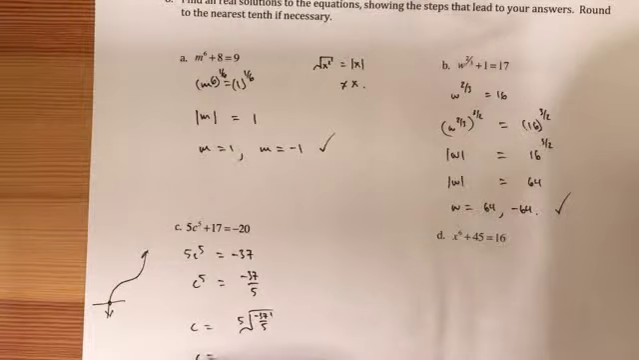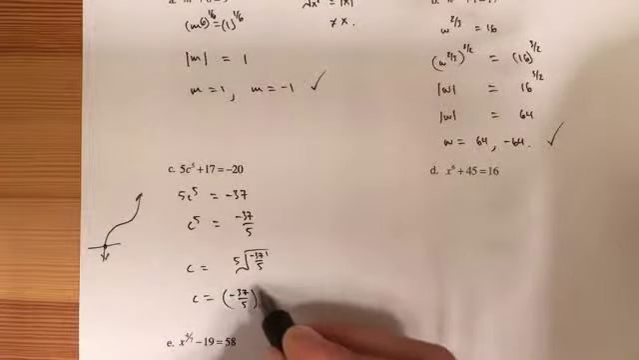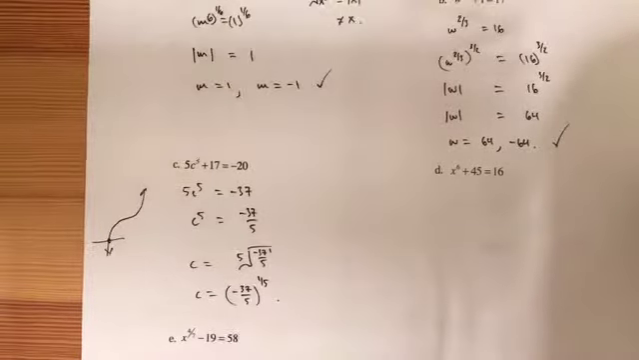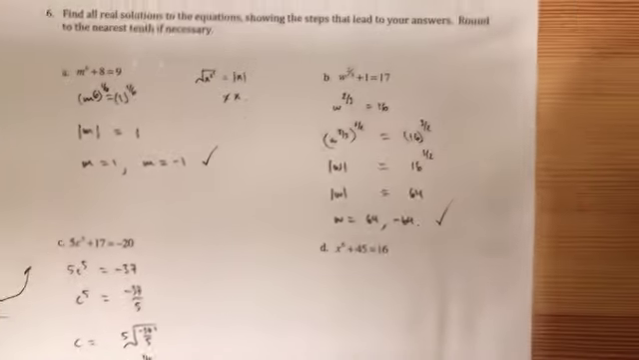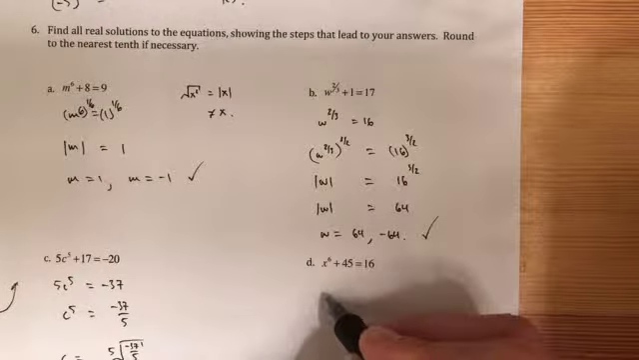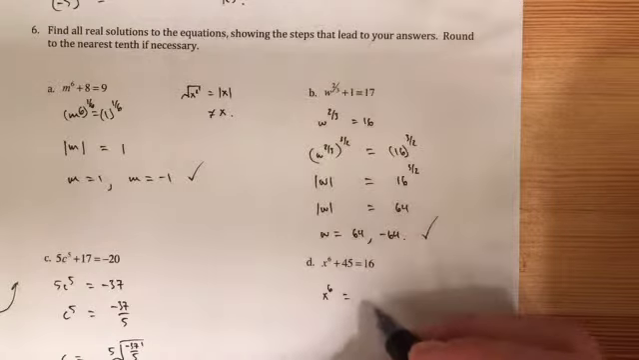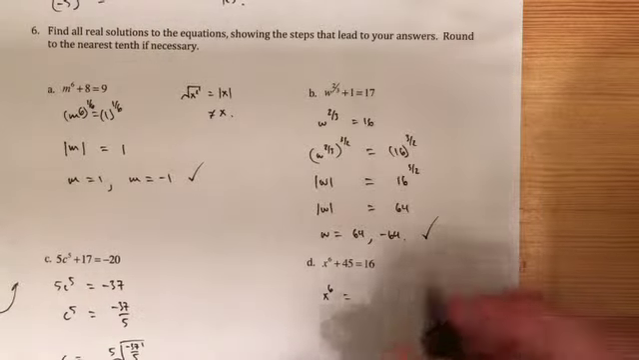Or I could write c equals negative 37 fifths, all to the 1/5 power. Those are the same thing. Coming over here to d, I've got x to the 6th plus 45 equals 16. So x to the 6th equals 16 minus 45. 16 minus 45 is negative 29.